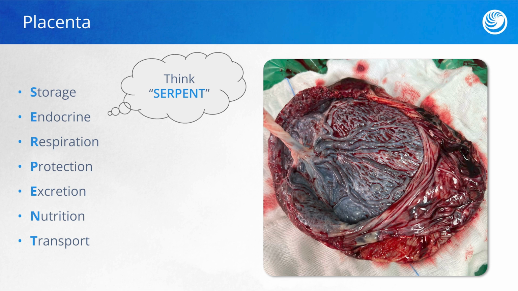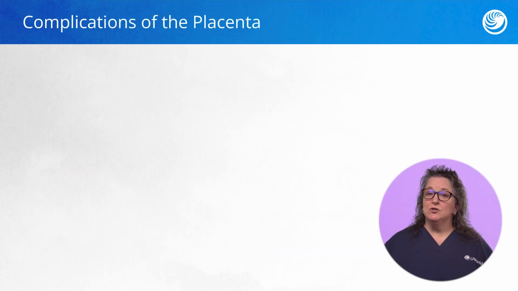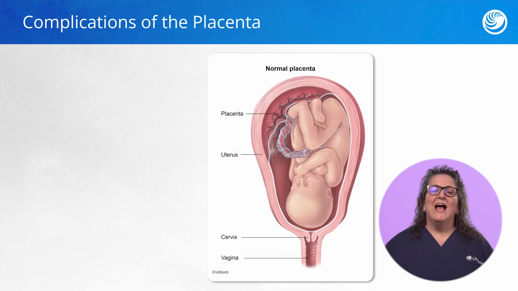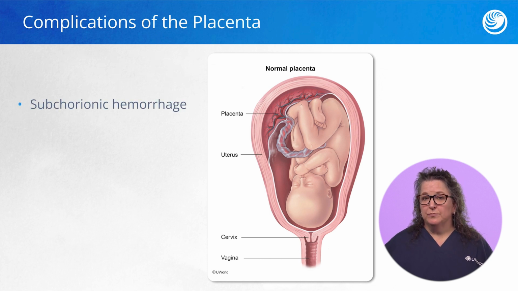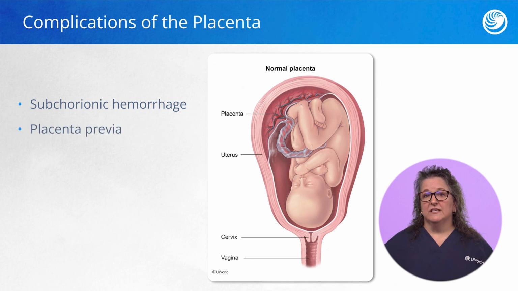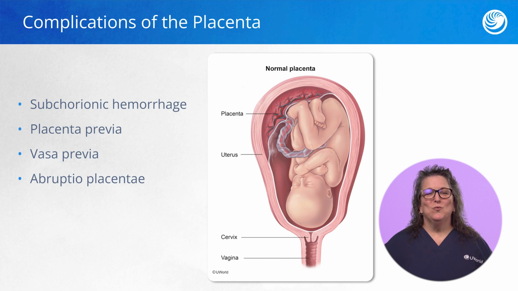In this video, we are going to discuss some complications. You can see a normal placenta in this image. This will be important to remember as we look at the different complications of the placenta. Subchorionic hemorrhage, in which there is bleeding or a collection of blood between the uterus wall and the chorion, or sac that surrounds the embryo in the uterus. Then there's placenta previa, vasa previa, and abruptio placentae. We'll talk more about these three in this video.